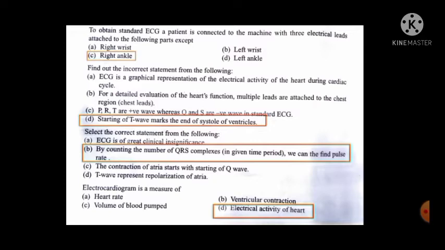Starting of the T wave marks the end of systole of the ventricle. Starting of the T wave marks the end of the diastole of the ventricle. This is a false statement.